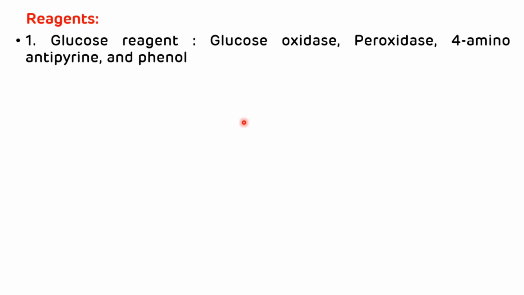Now, reagents required for glucose estimation by GOD-POD method. The first one is the glucose reagent, which consists of glucose oxidase, peroxidase, 4-amino antipyrine, and phenol. Along with the glucose reagent, we also require glucose standard, and the value of the glucose standard is 100 milligram per deciliter.